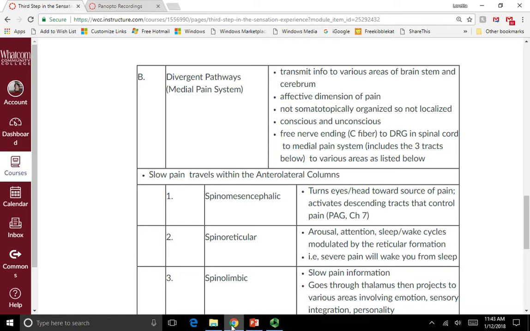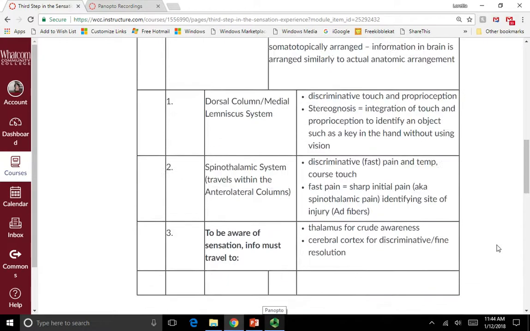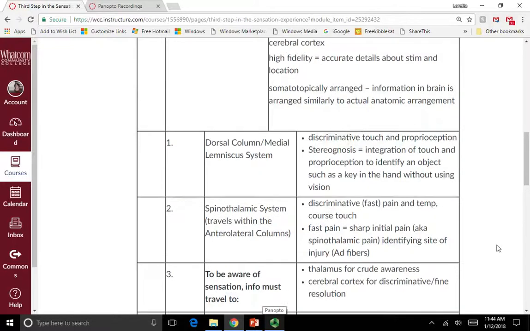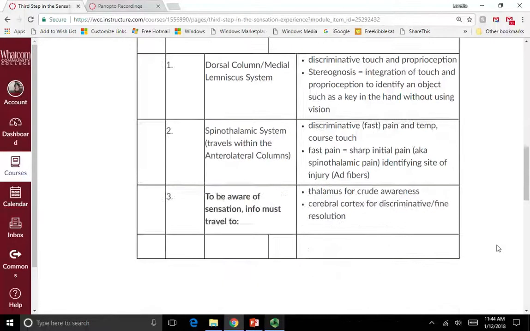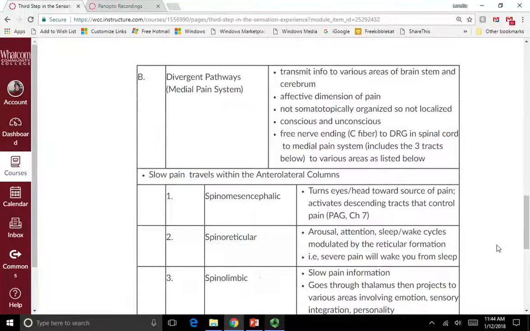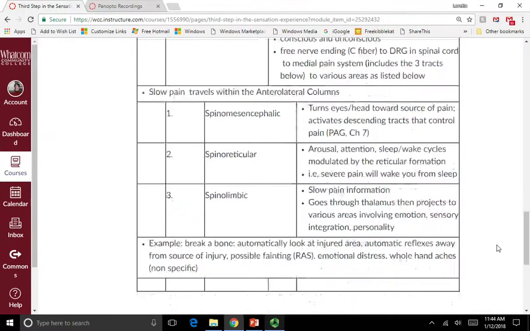So slow pain travels within the anterolateral columns. We talked about the fast pain, the spinothalamic pain, traveling in the conscious relay pathways. That's the discriminative fast pain. In the divergent pathways, we have the slow pain, the C fibers. So in the conscious pathways, it's those A delta fibers. In the divergent pathways, it's those C fibers. So the 3 spinal tracts, and we're going to look at the name of these tracts and see where they go by their names.